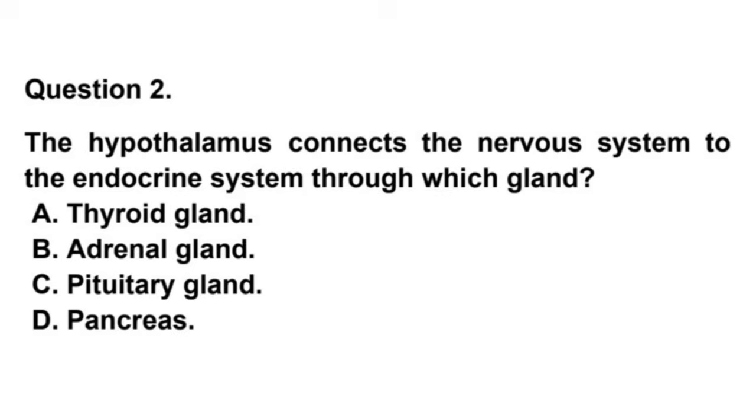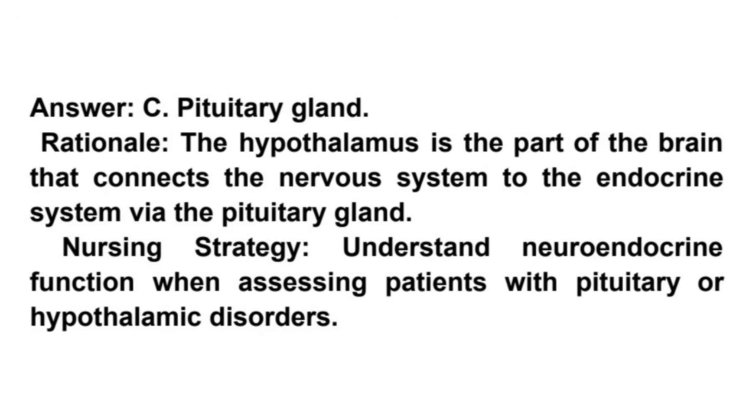Question 2. The hypothalamus connects the nervous system to the endocrine system through which gland? A. Thyroid gland, B. Adrenal gland, C. Pituitary gland, D. Pancreas. Answer C. Pituitary gland. Rationale: the hypothalamus is the part of the brain that connects the nervous system to the endocrine system via the pituitary gland. Nursing strategy: understand neuroendocrine function when assessing patients with pituitary or hypothalamic disorders.